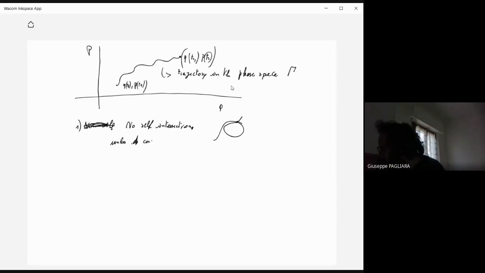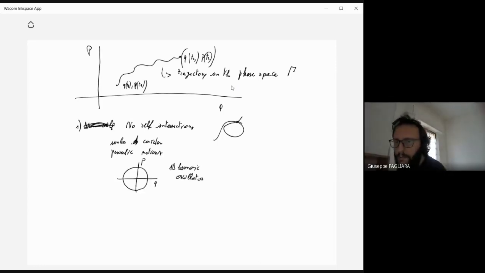Unless I consider periodic motion, such as, for instance, a harmonic oscillator in one dimension, a 1D harmonic oscillator. That will be something like this. The trajectory in PQ will be something like this, okay? For the harmonic oscillator. So there is a periodic trajectory.